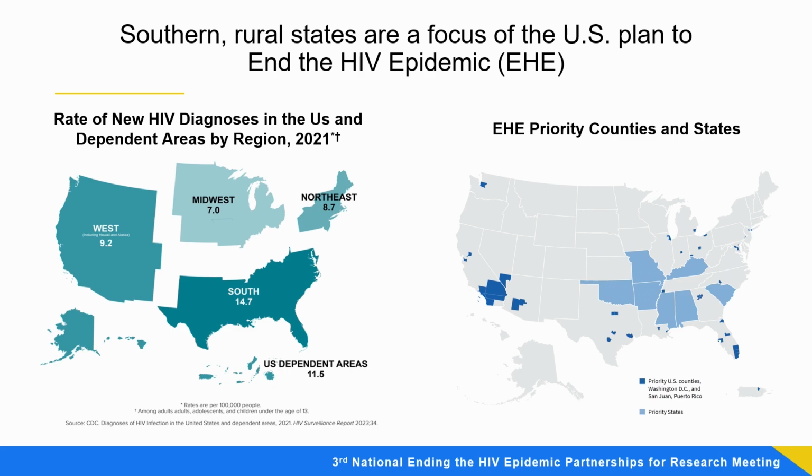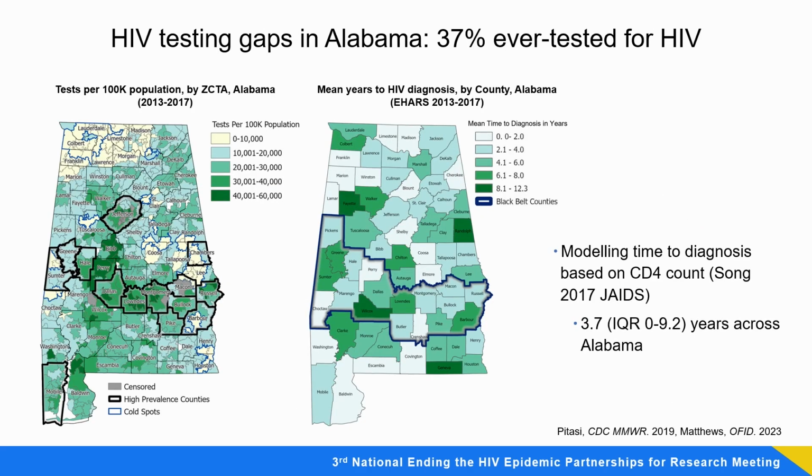So I'll just highlight, sometimes a geography lesson is in order. We're coming to you from Alabama, which is one of 7 EHE-focused states based on the rural epidemic. Alabama is the state that is north of Florida. Maybe everyone knows where Florida is. Alabama is sometimes people don't know where it is.